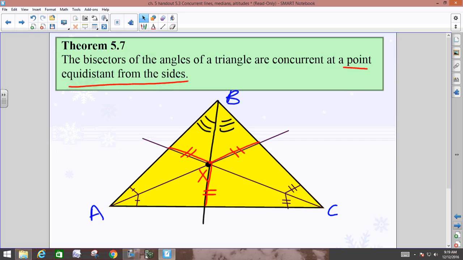It may not be the same distance to each angle, but if 3 people start here and walk out to the edges, they should all walk the same distance. Okay. All right.